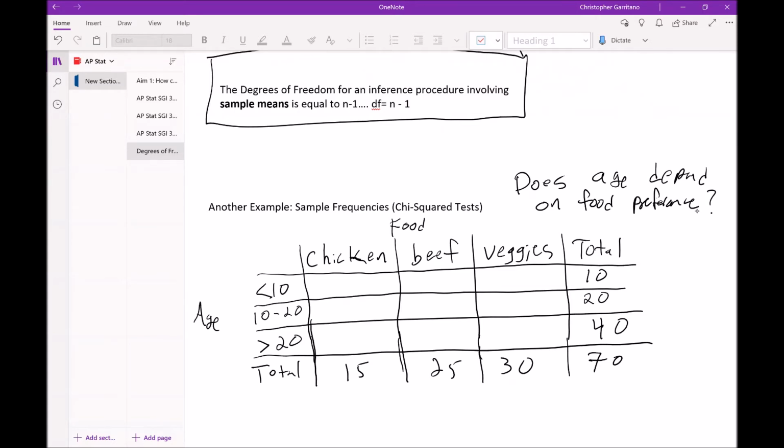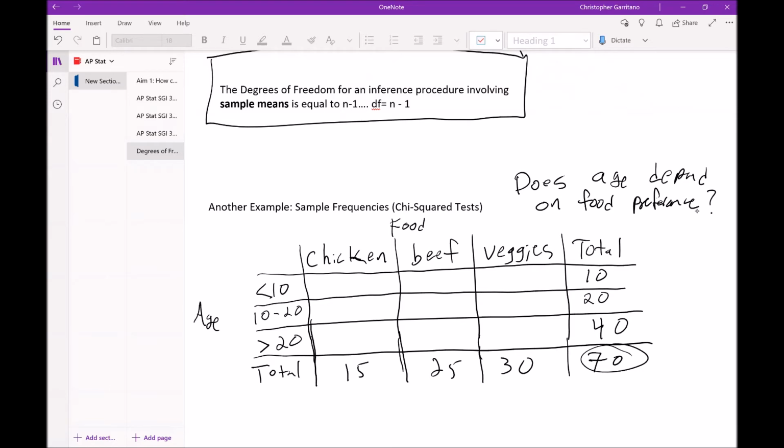Or vice versa, does food preference depend on age? It really doesn't matter the way you state it, but that might be a typical type of question on a chi-squared test. And the way we answer that question is we obtain counts. So let's say 70 people of various ages, and we ask them, what do you prefer, chicken, beef, vegetables? All right, very simple. But really what we're looking at here is, now we have our sample information.